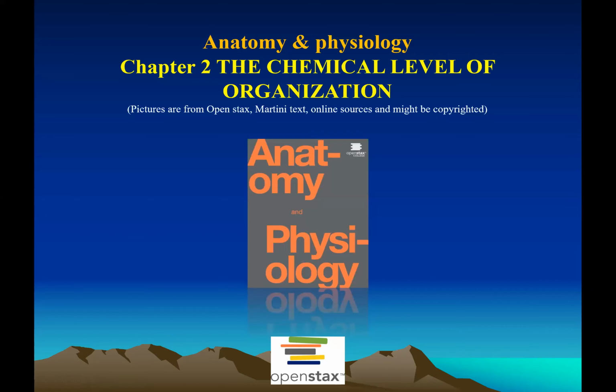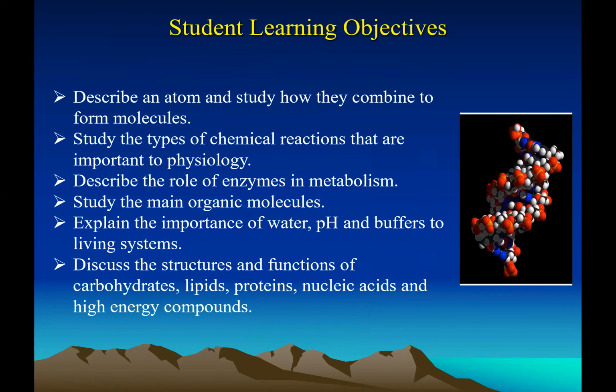Chapter 2: The Chemical Level of Organization. The student learning objectives in this chapter are for us to understand the basic structure of atoms and how they combine to form molecules and compounds.